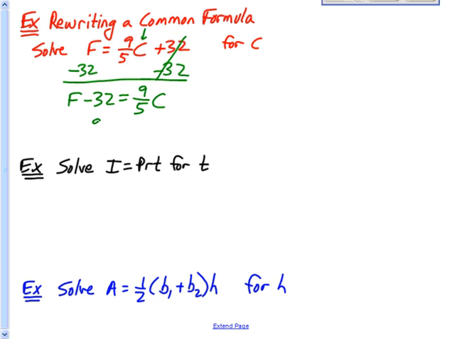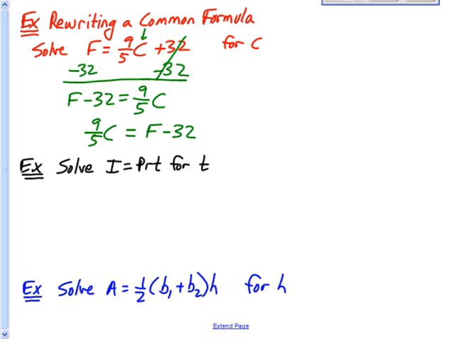And actually that kind of bothers me. I want to put the 9/5 C over here. Let me switch those sides. So 9/5 C equals F minus 32.